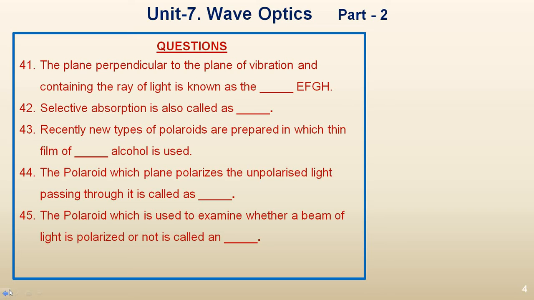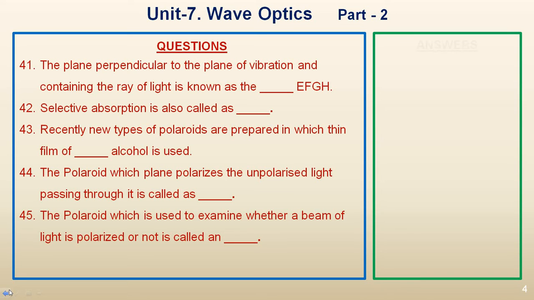Now let us see the answers for the question number 41 to 45. Question number 41. The plane perpendicular to the plane of vibration and containing the ray of light is known as the plane of polarization. Question number 42. Selective absorption is also called as a dichroism. Question number 43. Recently, new types of polaroids are prepared in which a thin film of polyvinyl alcohol is used.